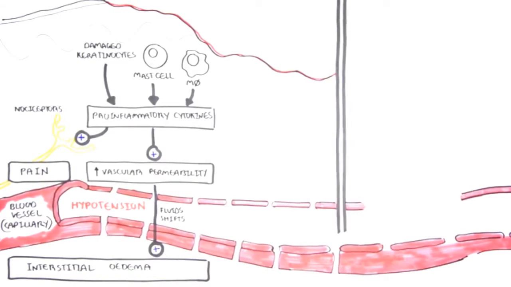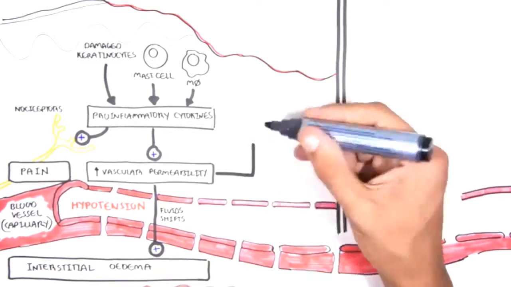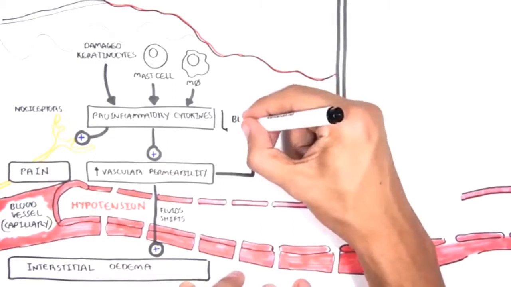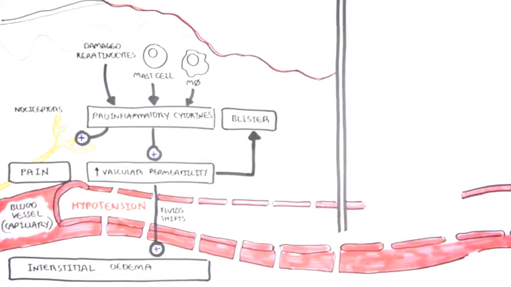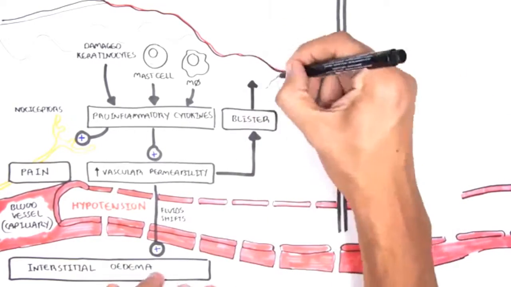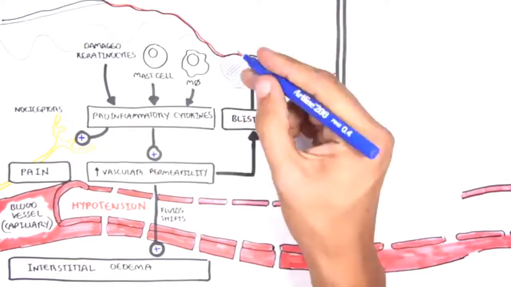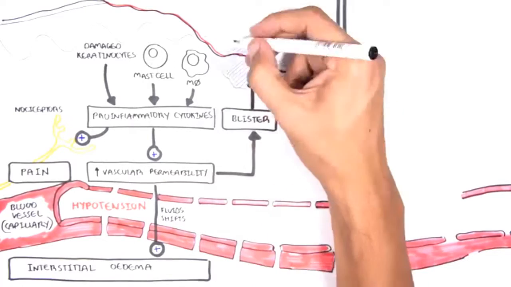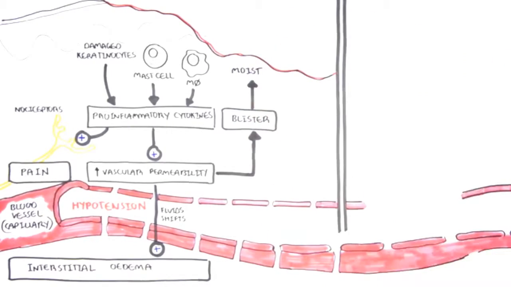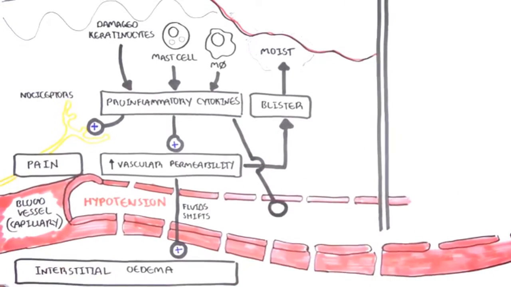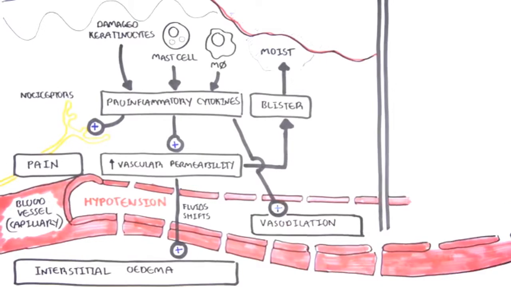Remember that the increase in vascular permeability causes fluid to leak out. The fluid can actually accumulate in one area, causing a blister on the skin surface. The blister can rupture and release fluid onto the damaged skin surface. Thus, superficial burns have a moist appearance. The cytokines secreted by the cells above will also cause concurrent vasodilation, causing further hypotension in severe cases.